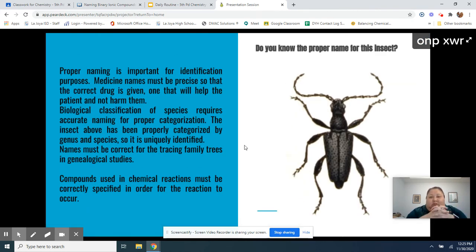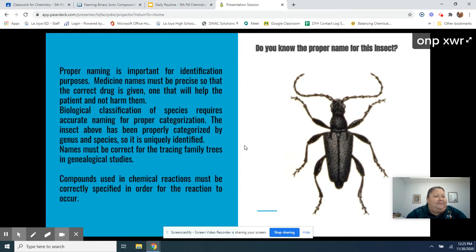All right, so do you know the proper name for this insect? It's going back to your time in biology. Maybe it's fresh, maybe it's not, maybe you liked it, maybe you didn't. But they're using a little bit of biology to introduce today's topic.